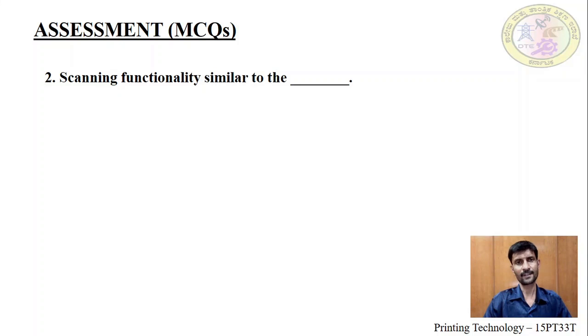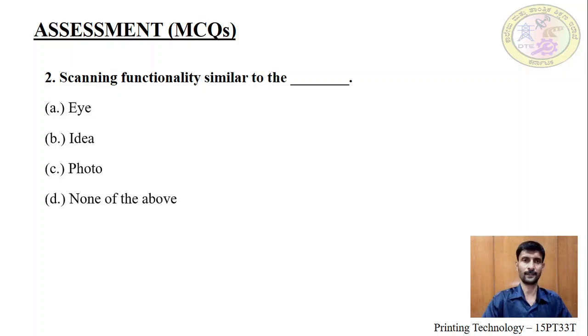Next, scanning functionality is similar to the dash. Options are eye, idea, photo, and none of the above. For example, if you take it as the eye, whatever it sees, it captures the image and sends the signals to the brain. This is the function, and this is the clue to the answer. Idea is what? It is created in the brain, from the images captured by the eye, and that can be converted into your ideas.